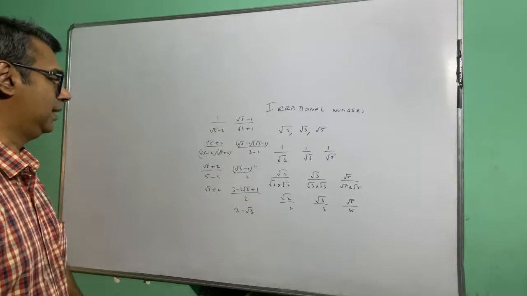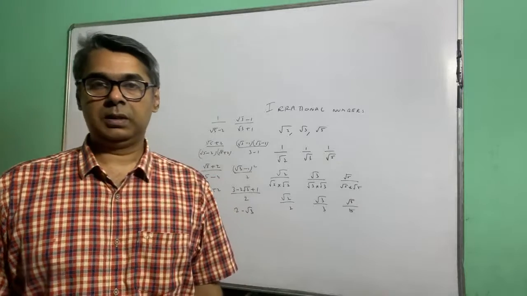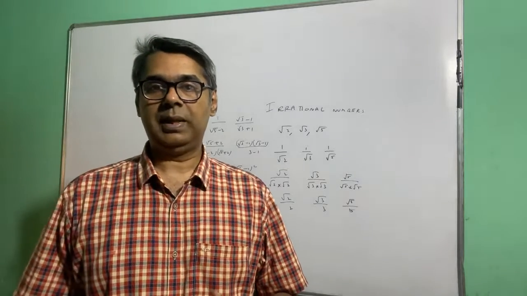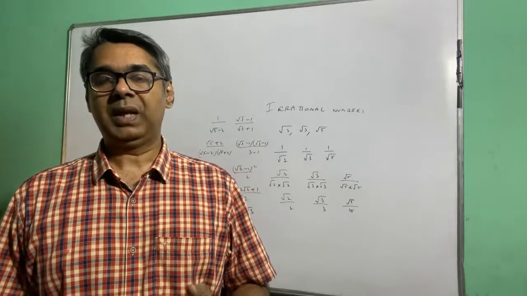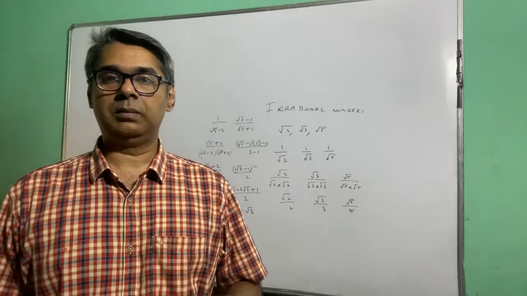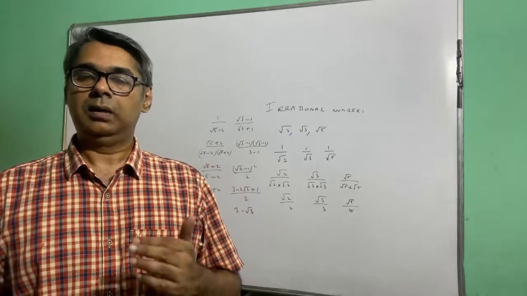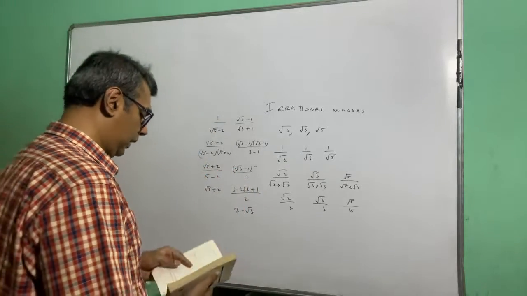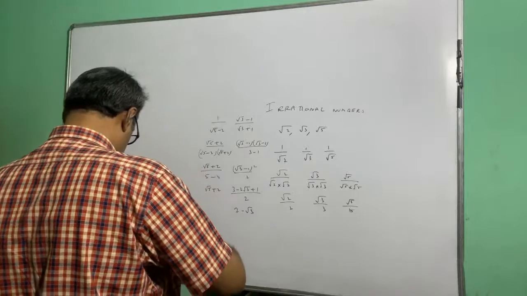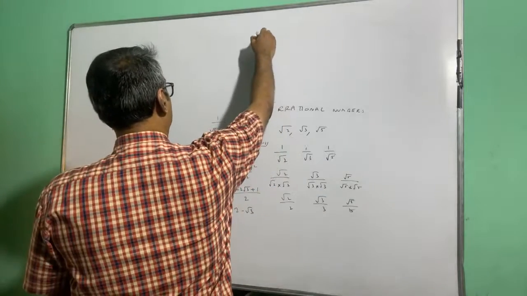So this is the technique called rationalizing the denominator. That means you have to take the help of some algebraic identity to convert the denominator into a rational number. And once the denominator becomes a rational number, it is considered a more routine calculation. So this is the topic for today, and the homework is as follows.